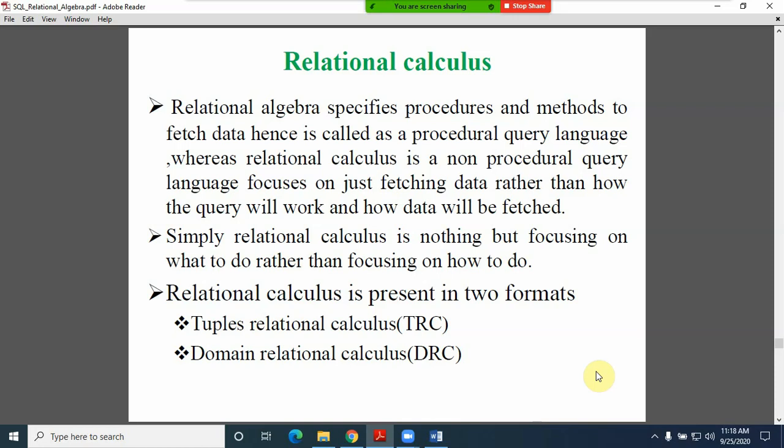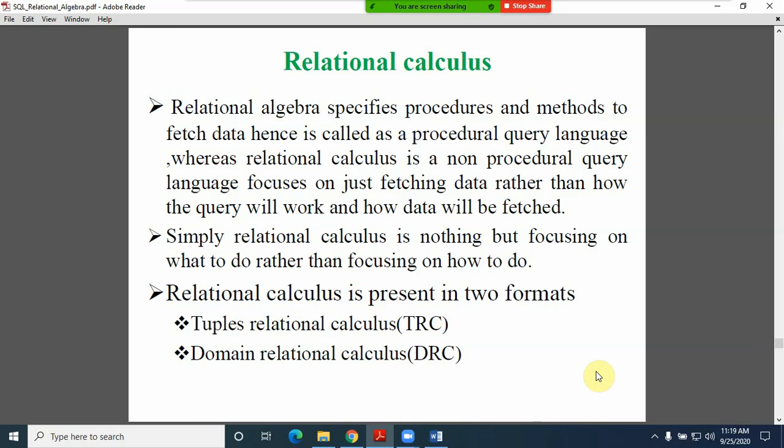Okay, we'll see some examples so that you can realize how you can make use of relational calculus to fetch the data. After seeing these relational calculus examples, you can realize this is the way we can process it. Simply, relational calculus is nothing but focusing on what to do rather than how to do. We are not bothering about how we are going to perform, friends. We are only bothering about what exactly our requirement is, as with SQL. So relational calculus is conceptually very near to SQL.